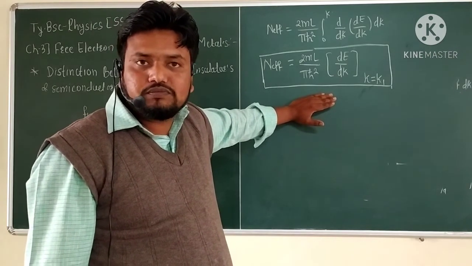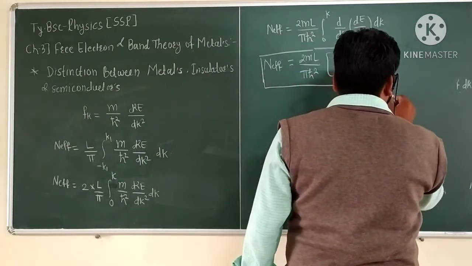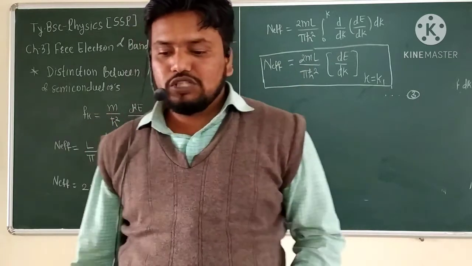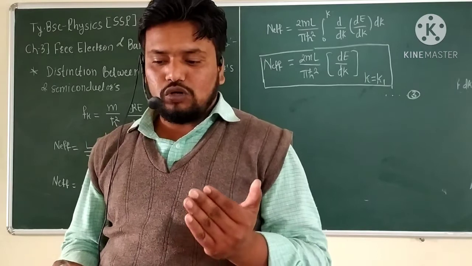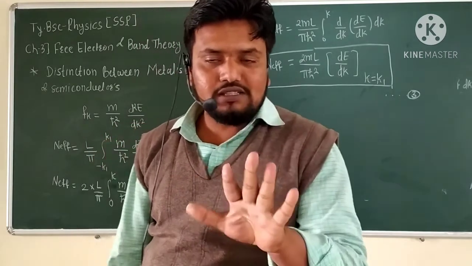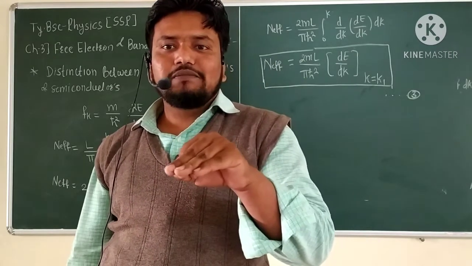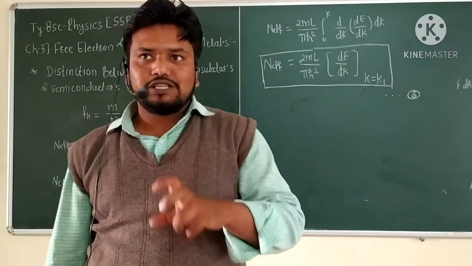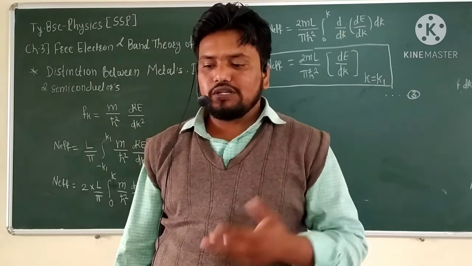This is given the new equation number, equation number 3, and this equation concludes that the effective number of electrons in a completely filled band is 0. What does it mean that the effective number of electrons in a completely filled band is 0? We can see this with the help of a diagram or graphical representation to get a clear understanding.